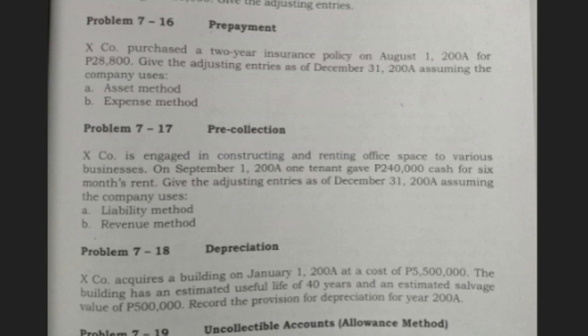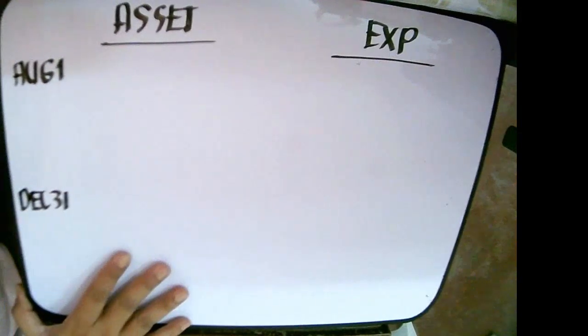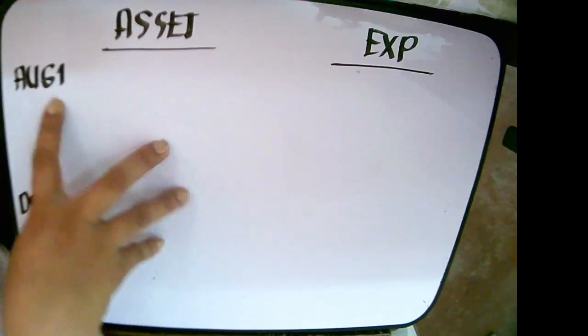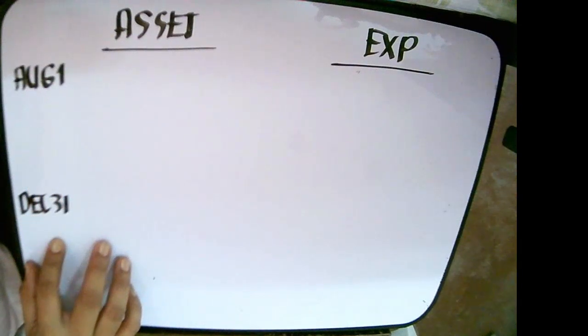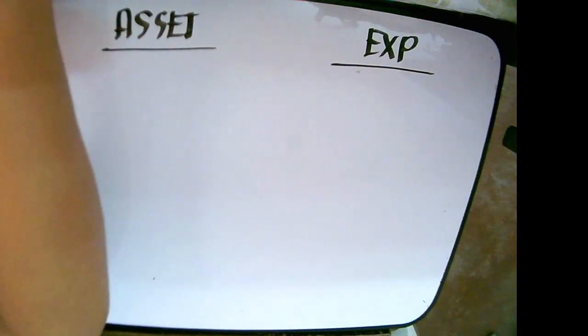So dito yung gagawin natin, pagsasabay na natin yung dalawang method. Pero dito kailangan ko ipakita sa inyo yung initial entry kasi baka na naman may magtatanong kasi hindi naintindihan yung accounts receivable, yung adjusting entry. So papakita ko na lahat dito. So again, for August 1 and for the adjusting entry on December 31.